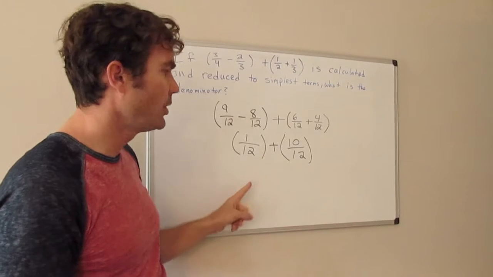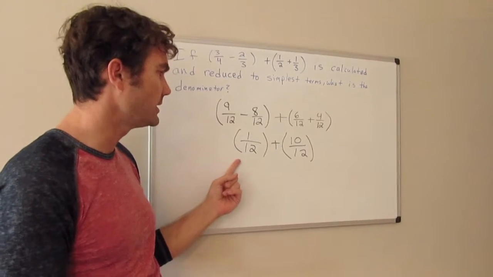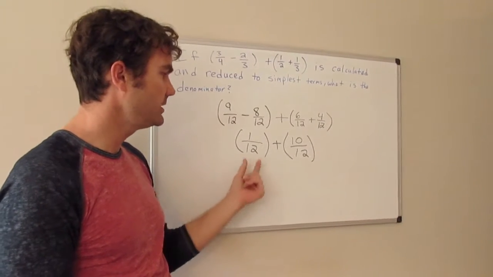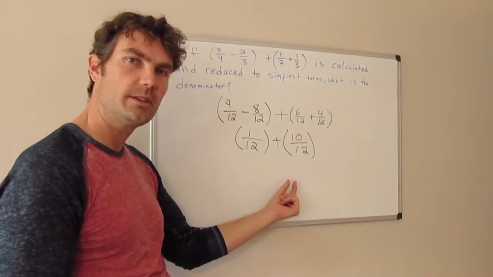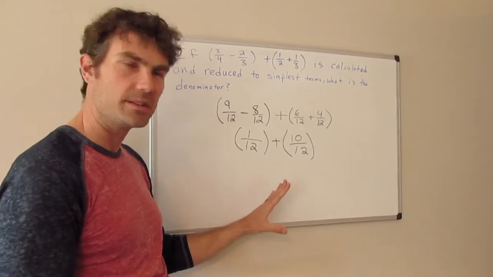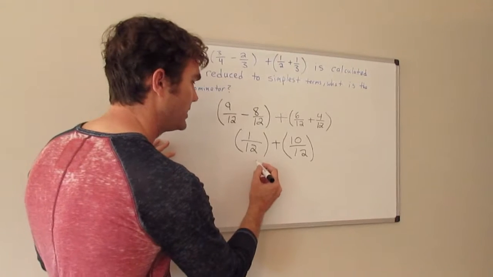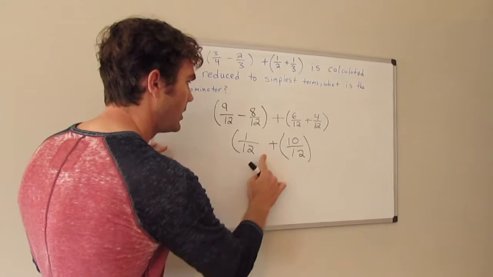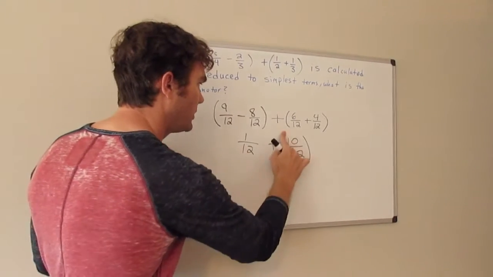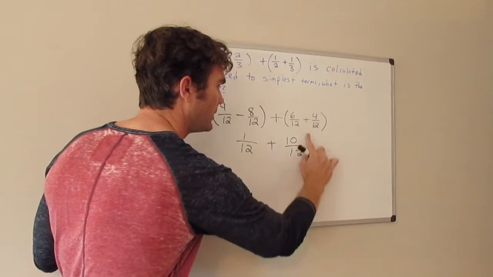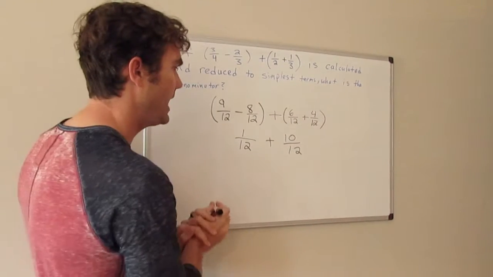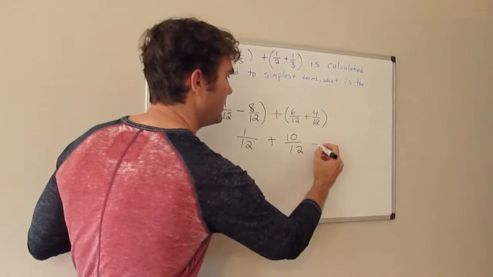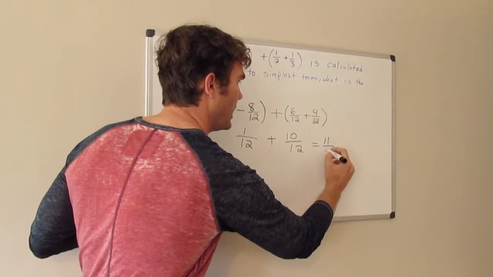Okay, this comes up a lot with not just fraction problems, but any problem. Students get to this point, they get confused because of the parentheses. Once you're down to these, there's nothing left inside the parentheses. Parentheses essentially are meaningless and can go away. So what I have at this point is just 1/12 plus 10/12, and that, add the tops, makes 11/12.